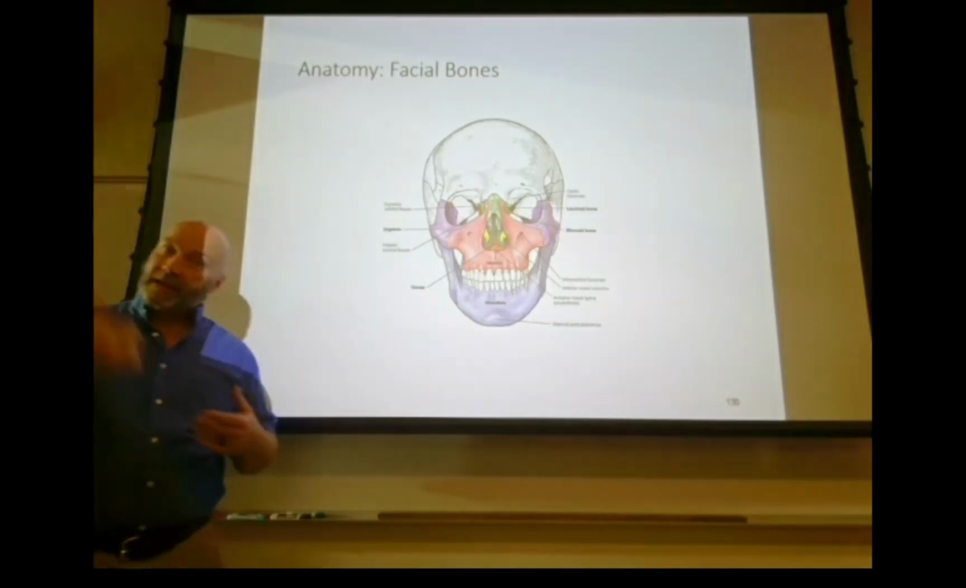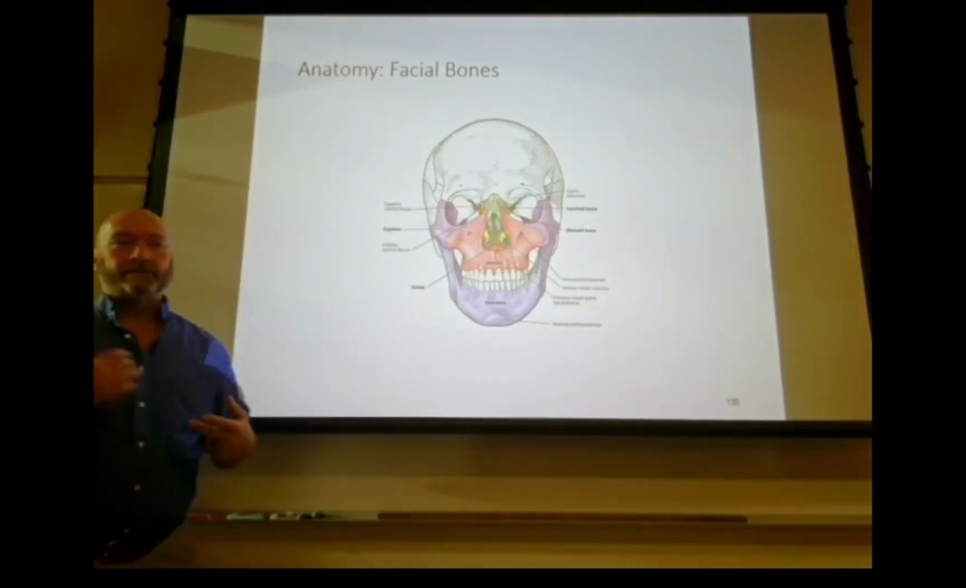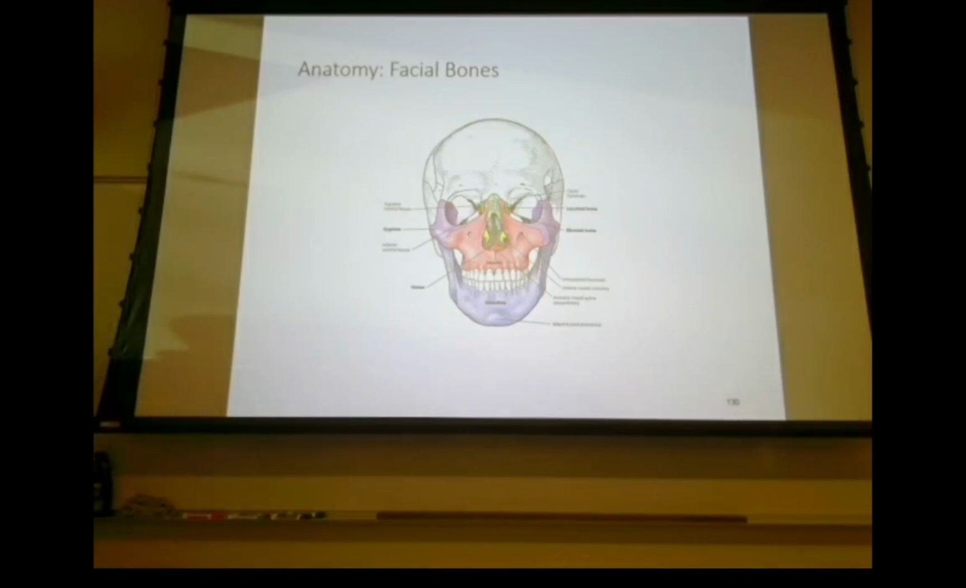Okay, so the only one that might be a standalone would be that sphenoid sinus. Sometimes it has a septum, so it has two. Sometimes it does not, so it only has one. So that's anatomy of both of those.